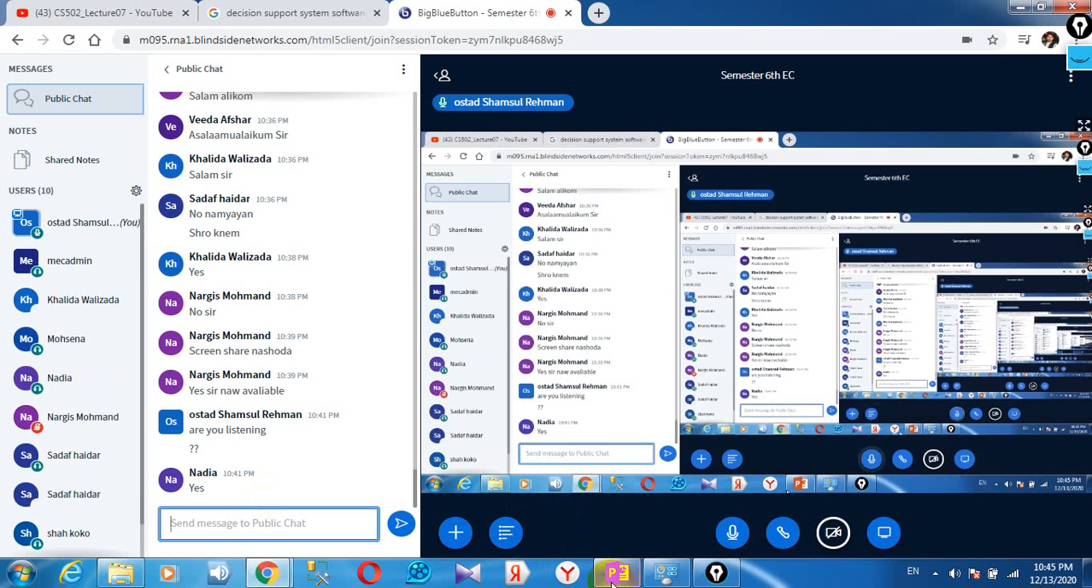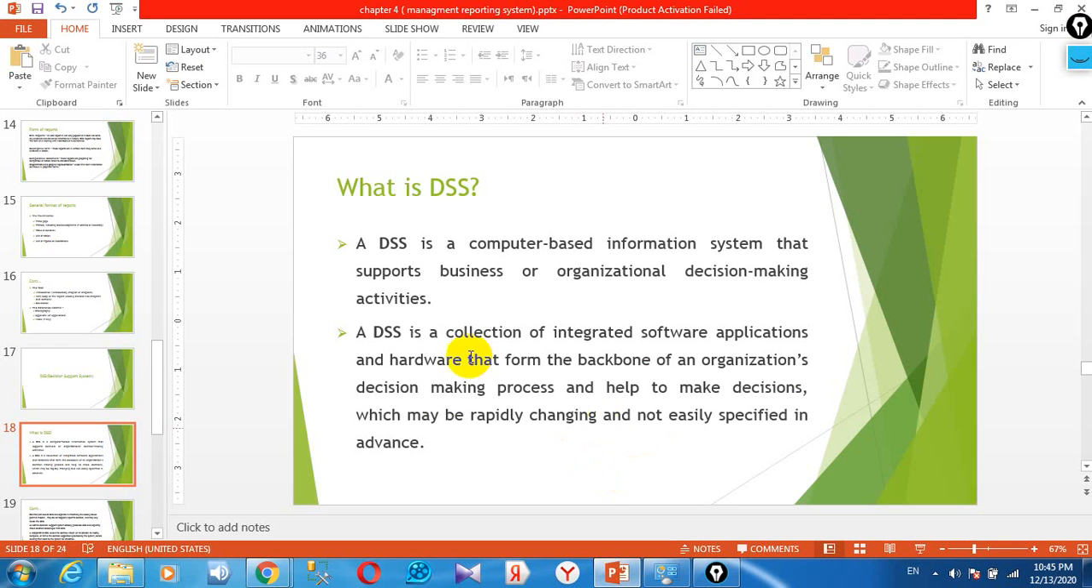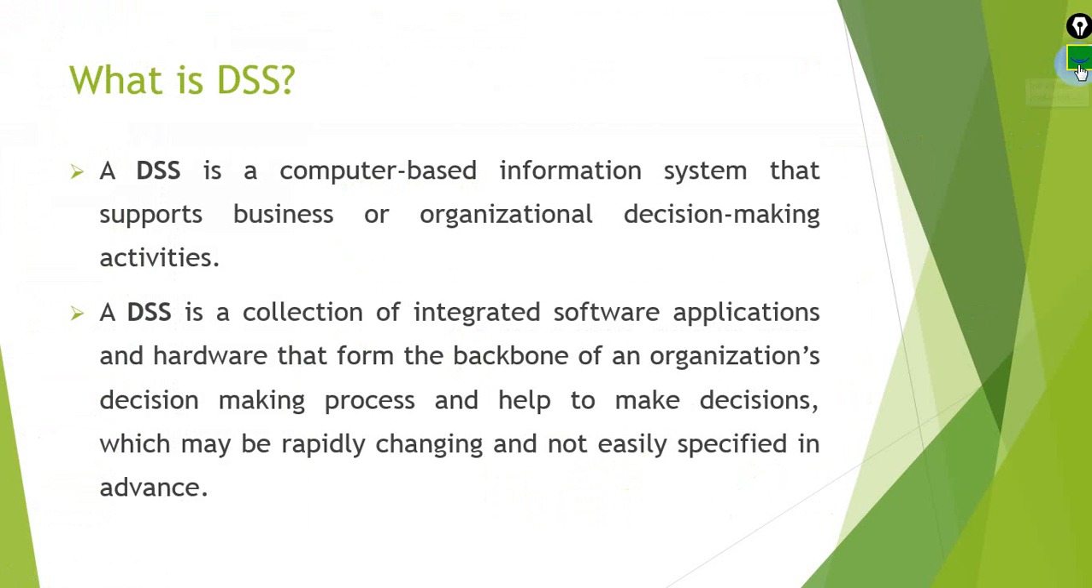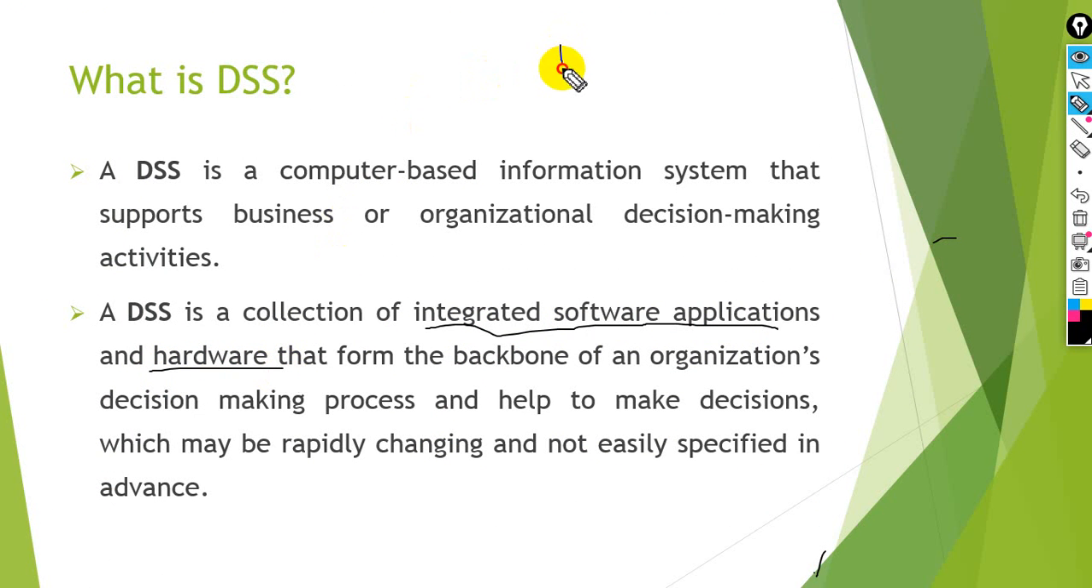Okay, so the decision support system is the integrated software. We can say this is a collection of software applications and hardware. When we are using a DSS system, for example, we have a DSS system right here, decision support system. This decision support system will take data from the database, and on the basis of this data the DSS system will make a decision.